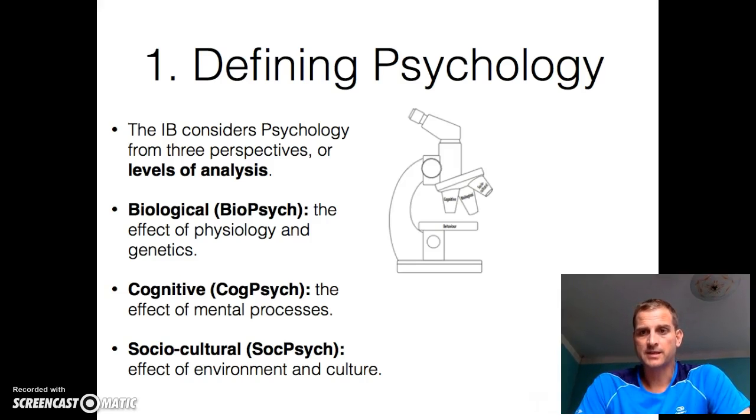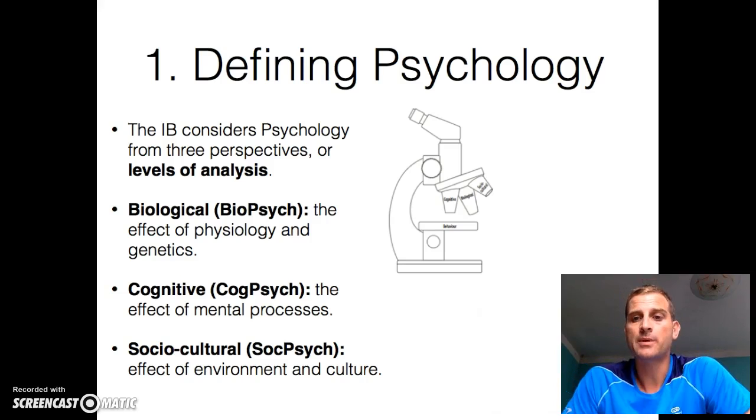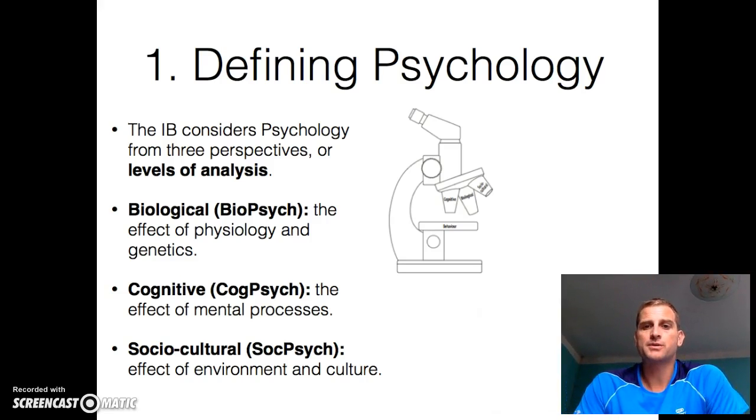This is the representation you might see in the IB Biology Guide. You can't quite make it out there, but it represents a microscope with 3 different lenses, looking at the stage of the microscope where behavior is written. It represents the idea that behavior cannot be understood unless you look at it from the cognitive, the biological, and the social-cultural aspect. And we'll be discussing this more in class.